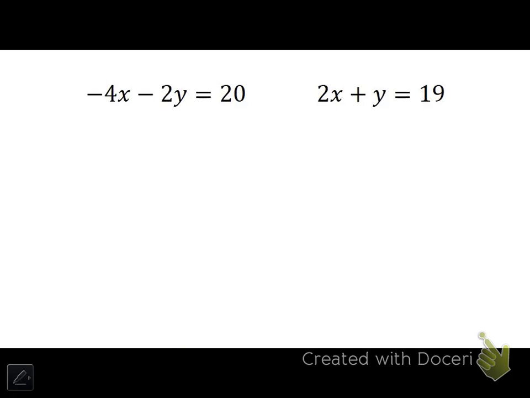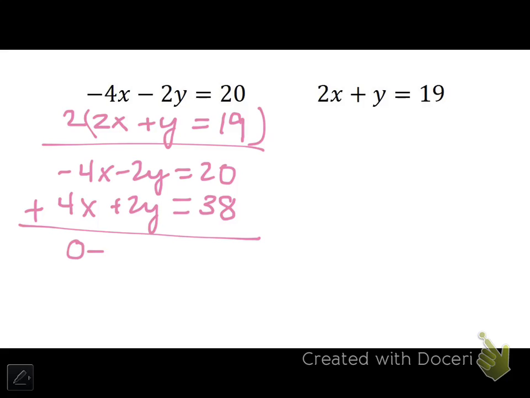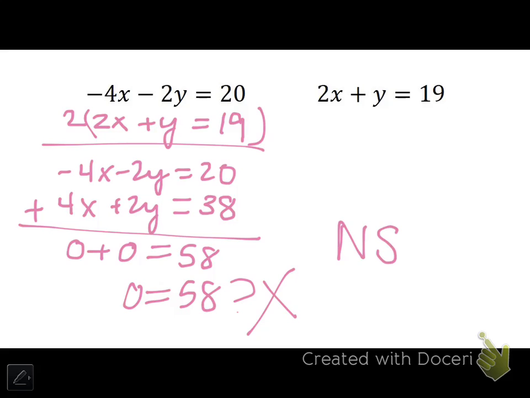Okay, so it looks like my x and y are on the same side again, so let's go ahead and line them up. My x's are on top of my x's, my y's on top of my y's. So let's go ahead and get rid of my x's, so all I have to do is multiply by 2. So 2 times 2x is 4x, 2 times y is 2y, and 2 times 19 is 38. Add down, negative 4x plus 4x is 0, negative 2y plus 2y is 0, 20 plus 38 is 58. Does 0 equal 58? No. So my answer is going to be no solution. They never cross each other.